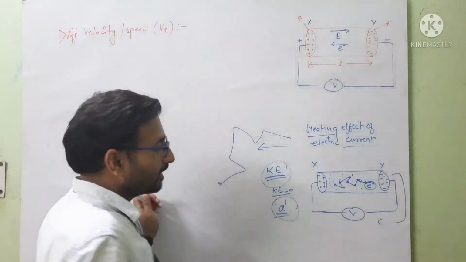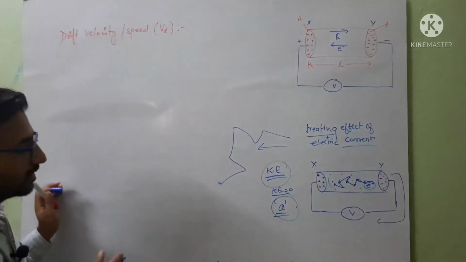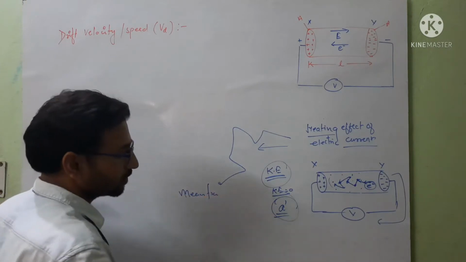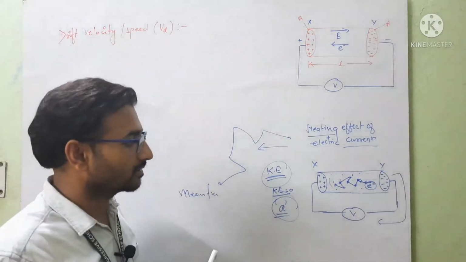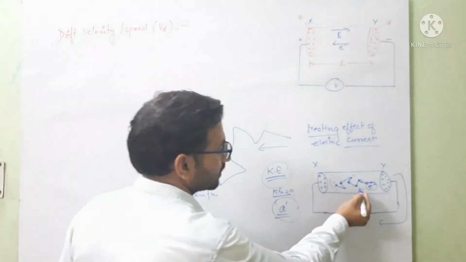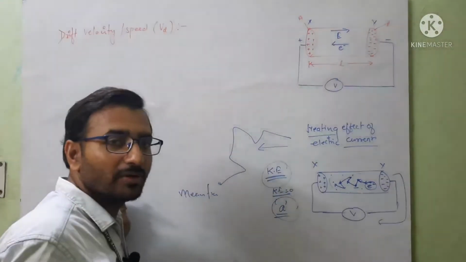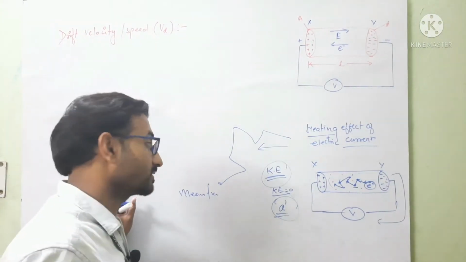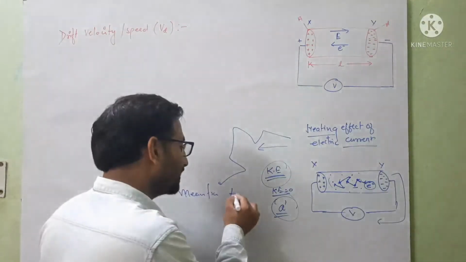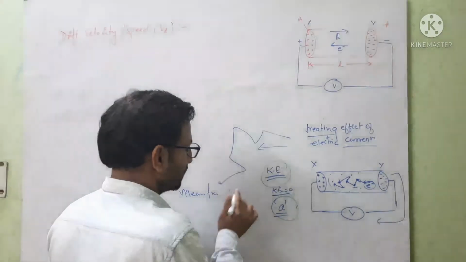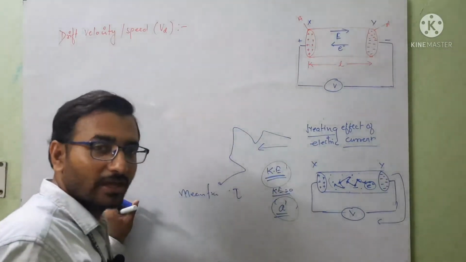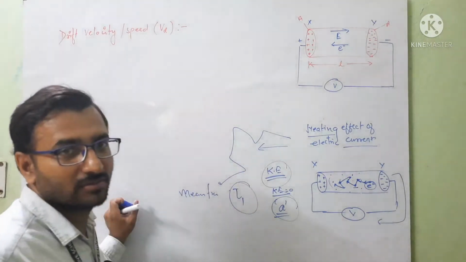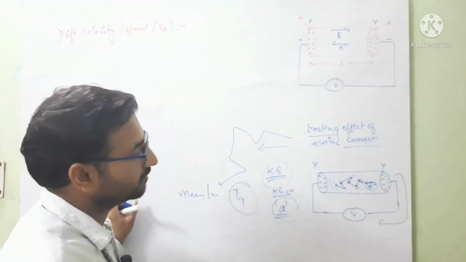Got it? And here we have some terms, mean free path, means mean free path of electron, if we want to say, we can say the path traveled by the electron between two successive collisions, and the time taken, tau 1, which is called time elapsed. Tau 1 is called the time taken by the electron between the two successive collisions.